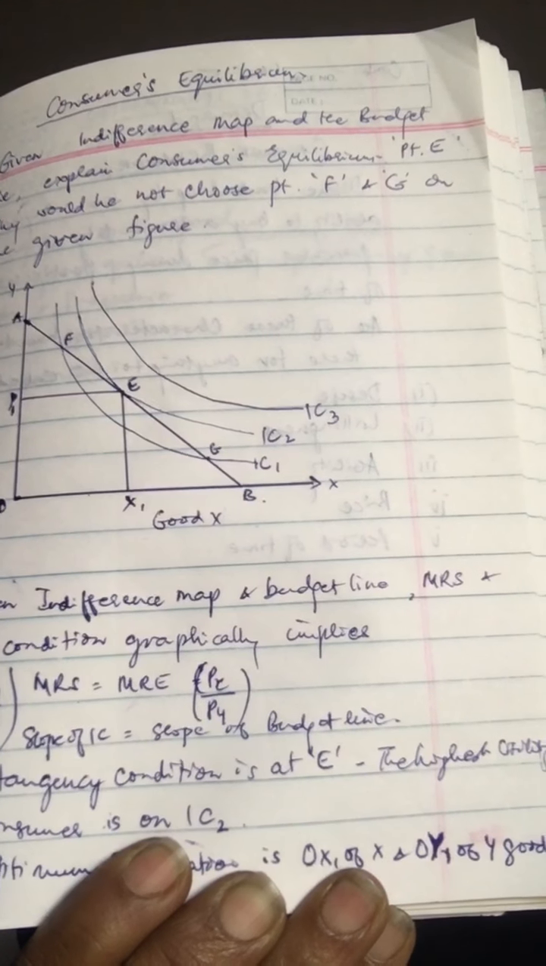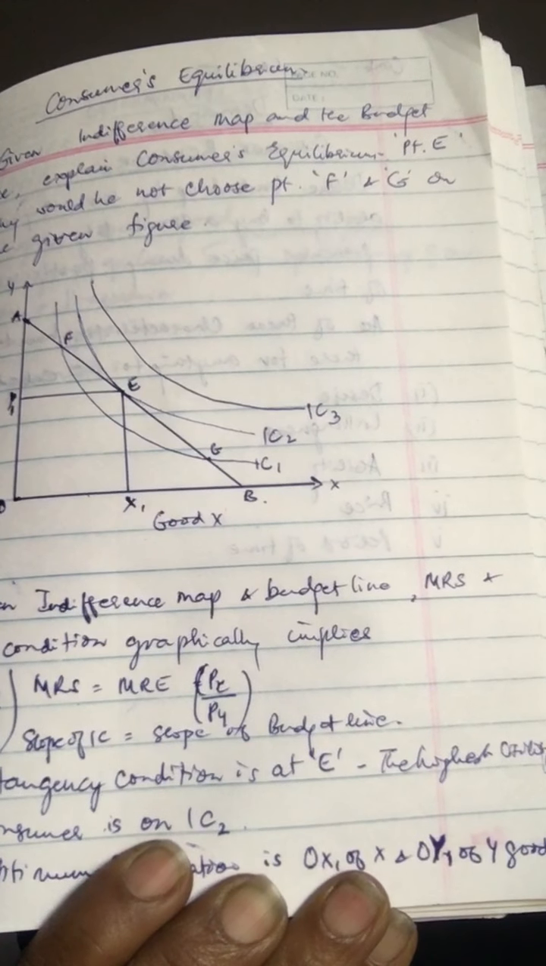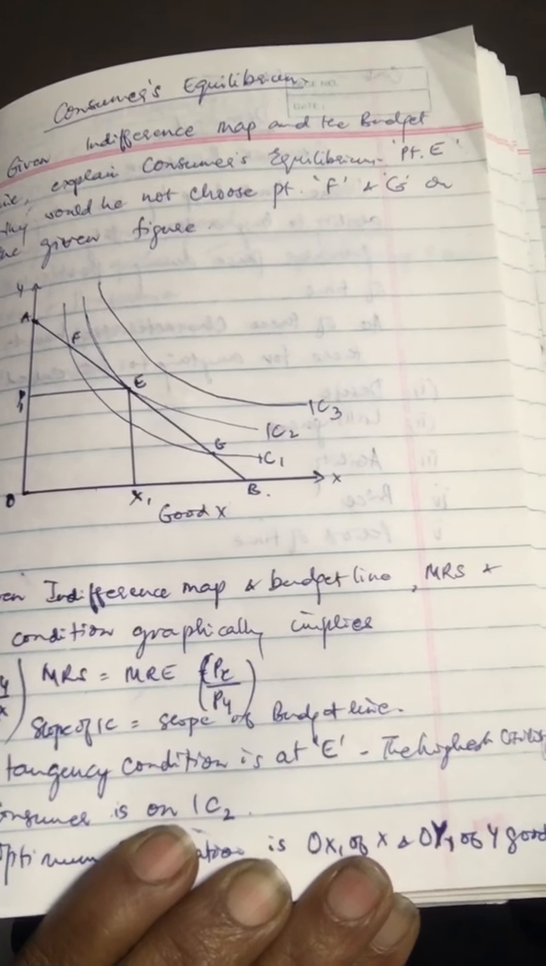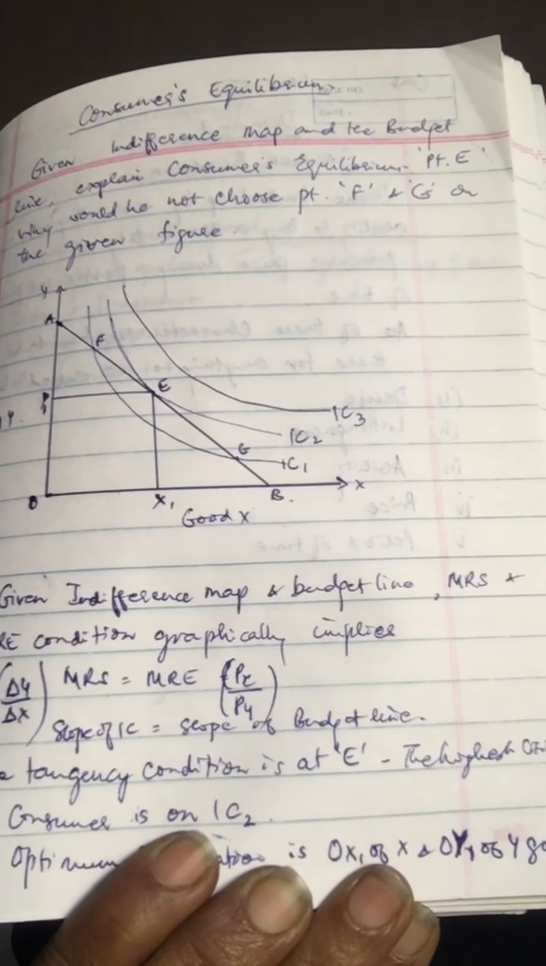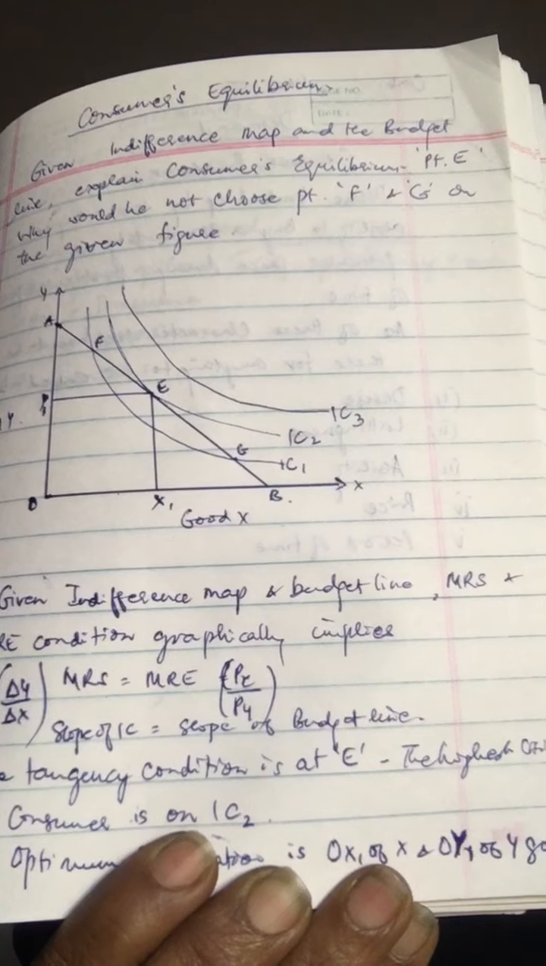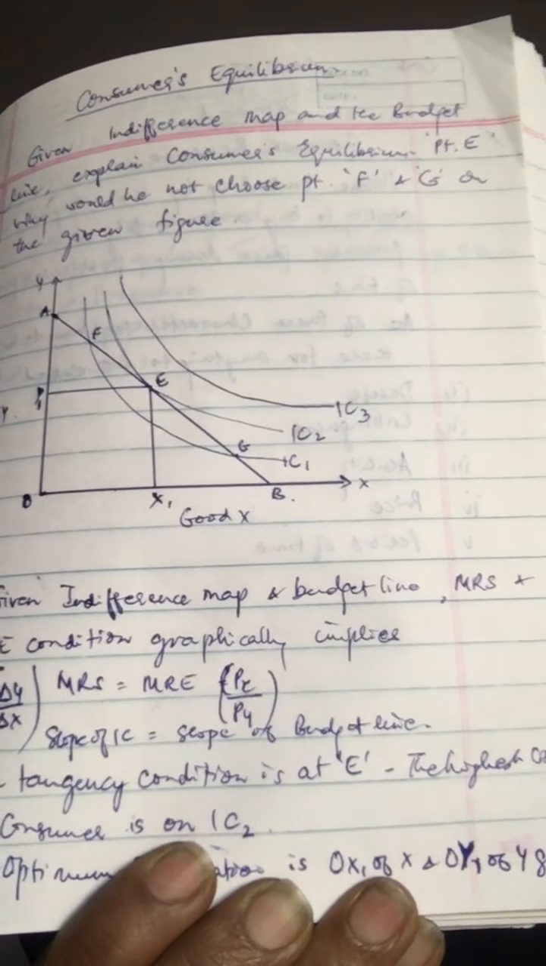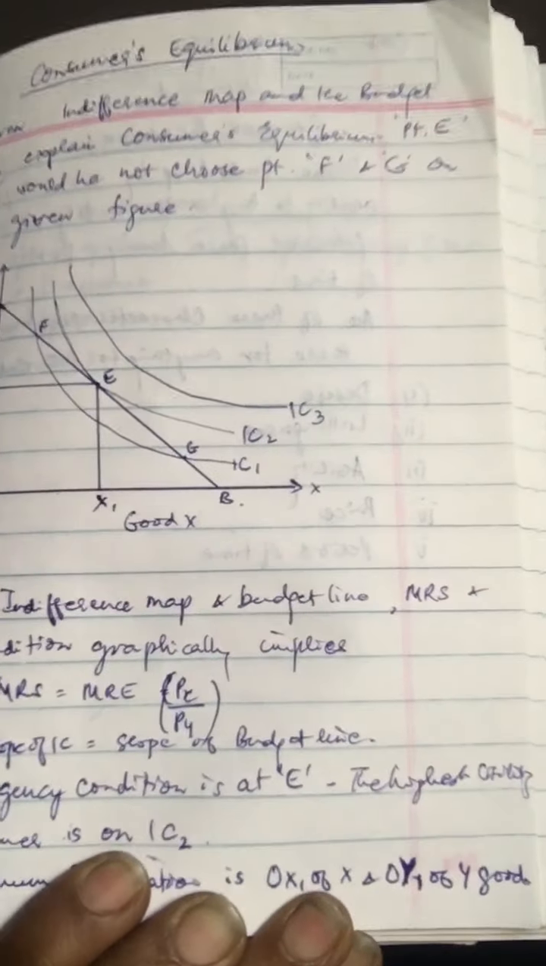Graphically, the condition means that the indifference curve is strictly convex to the origin, and it is tangent at that point to the budget line. So this is the only equilibrium point, as you can see. Isn't it interesting? This is one question that you can get and you should be able to answer.